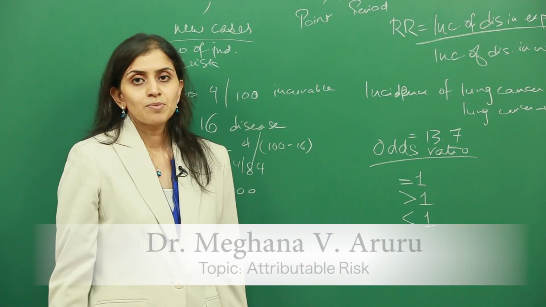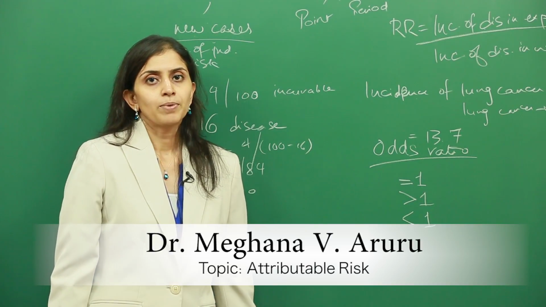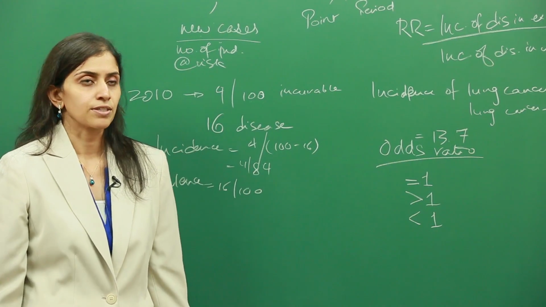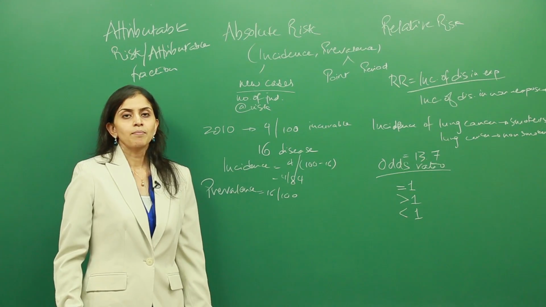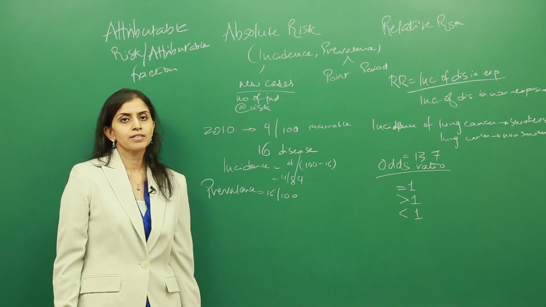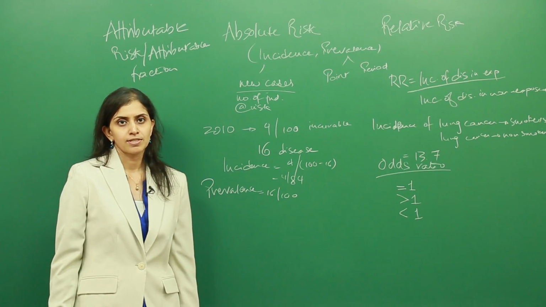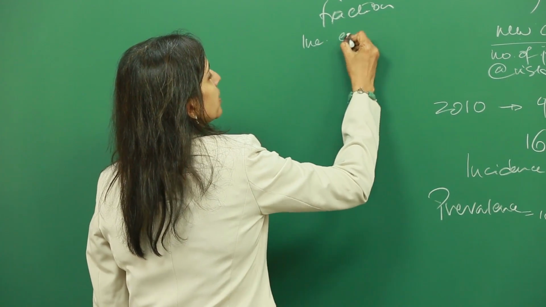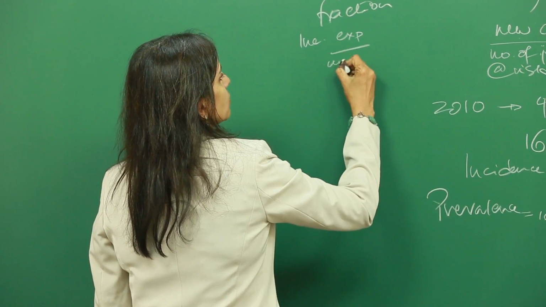When you're looking at disease prevention, which is the cornerstone of public health, what we look at is attributable risk and attributable fraction. Attributable risk is the amount of disease risk that can be attributed to the exposure, so it gives us the magnitude of the exposure itself. It is the difference in incidence between exposed and non-exposed individuals.